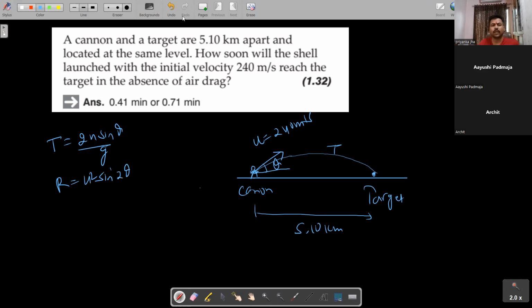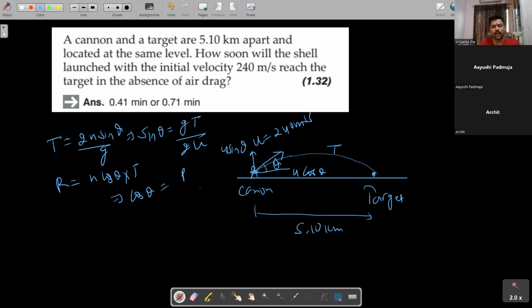Or no, don't do that actually. Wait. This is u cos theta, and this is u sine theta. So you can simply write range as u cos theta into time of flight. So from here you can get sine theta, that is gt upon 2u, and from here you can get cos theta, that is r upon ut.